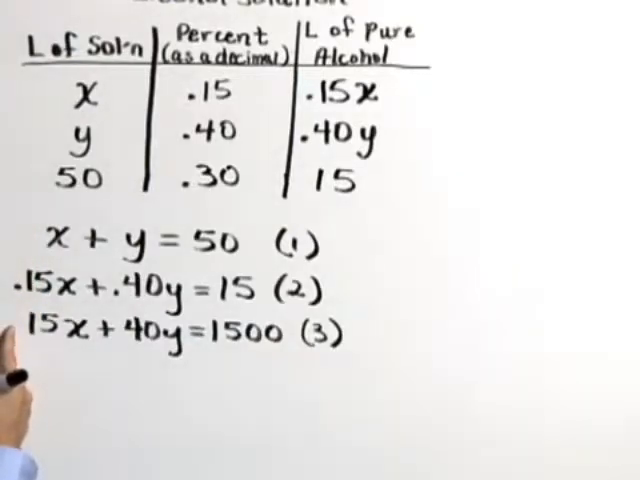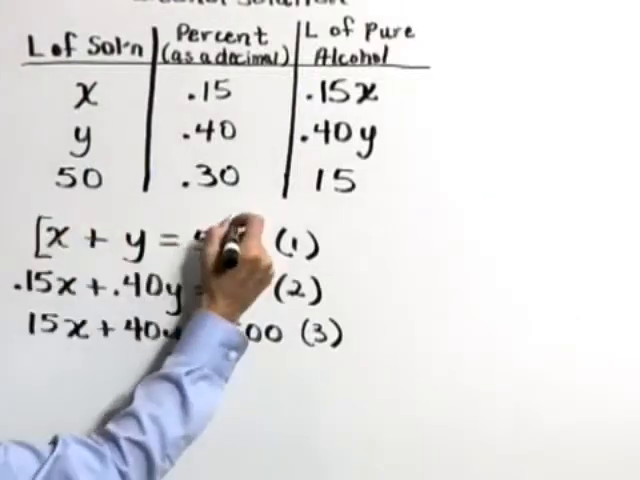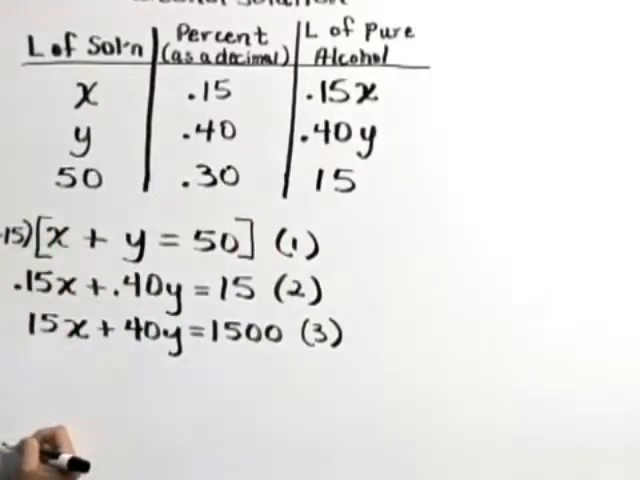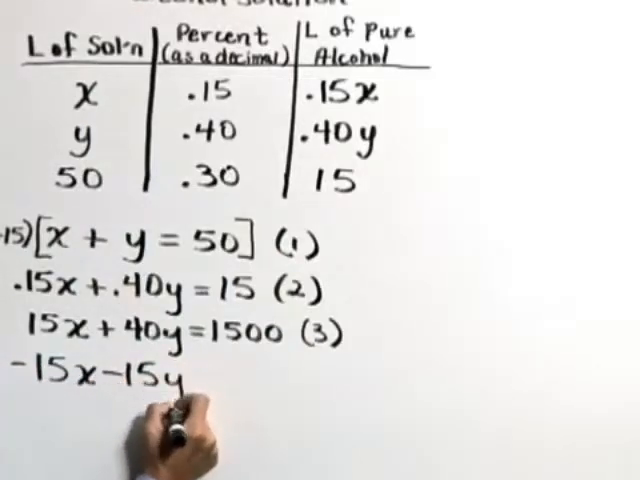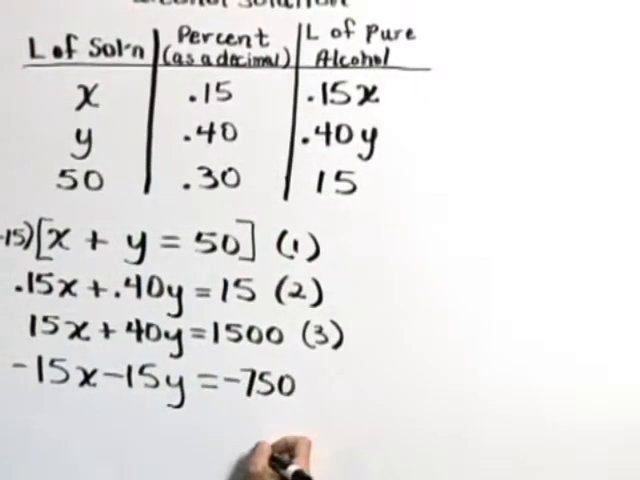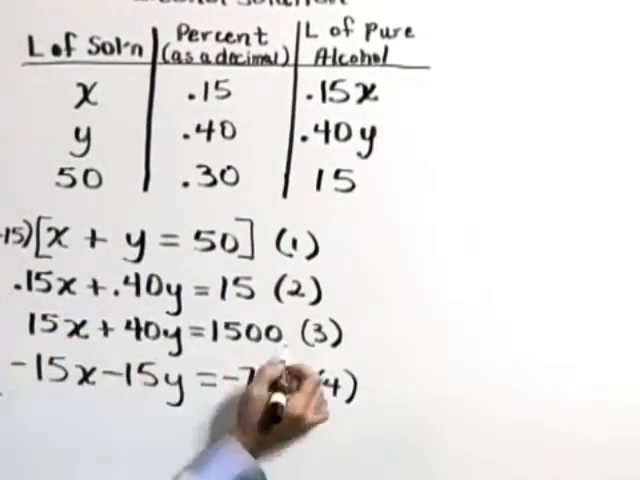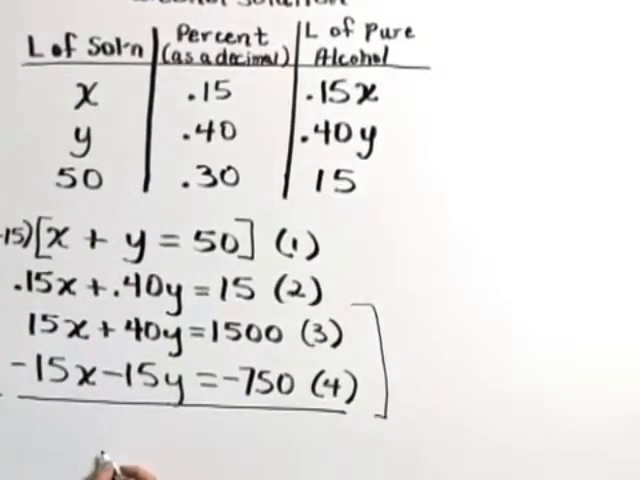I think I'll go ahead and use the elimination method here and eliminate the variable X. So let's multiply equation 1 through by a value of negative 15. Thus that equation becomes negative 15X minus 15Y is equal to negative 750. Let's go ahead and call that equation 4, and let's focus our attention on these two equations because we're ready to use the elimination method now.